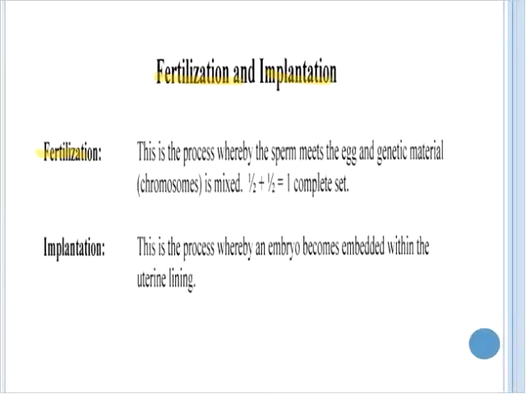Fertilization is the process whereby the sperm meets the egg and genetic material, chromosomes, is mixed. Half the complete set comes from each parent, giving you one complete set. Implantation, on the other hand, is the process whereby the embryo, the fertilized egg, becomes embedded within the uterine lining.